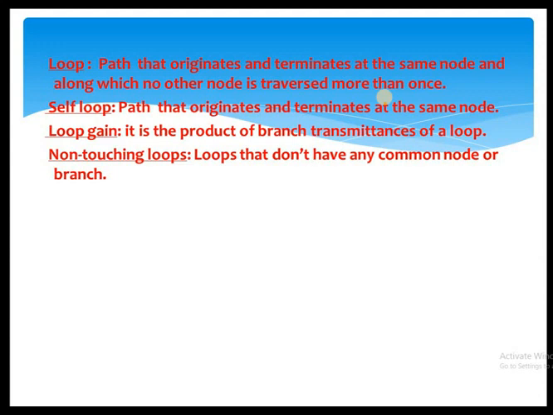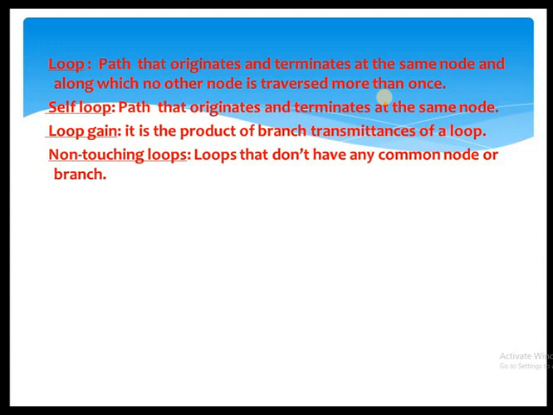What about the self loop? A self loop is nothing but a loop that consists of only one node. The same node is the originating node and also the terminating node. The signal starts from the single node and ends at the same node only. There is no more than one node in that path. That is nothing but a self loop. What about the loop gain? Loop gain is nothing but the product of all the gain values while tracing the loop path.